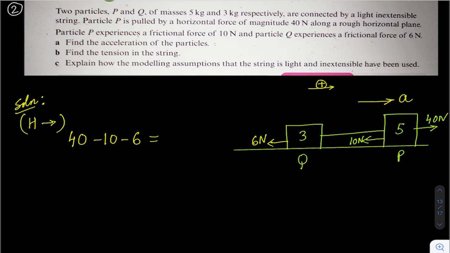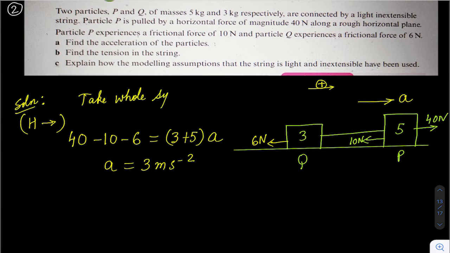Net force is equal to net mass, which is 3 plus 5, total 8, into acceleration. So 40 minus 16 is 24, 24 by 8 is 3. So my answer is 3 meters per second squared. This is taking the whole system as one. So basically we are taking this 3 and 5 as one, so net force is equal to mass into acceleration.